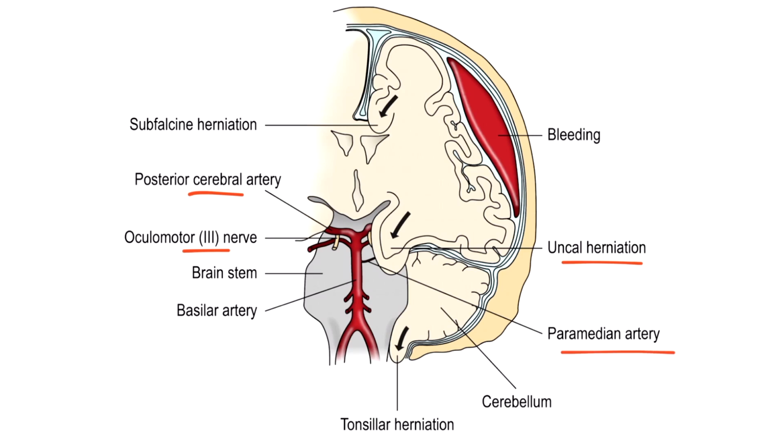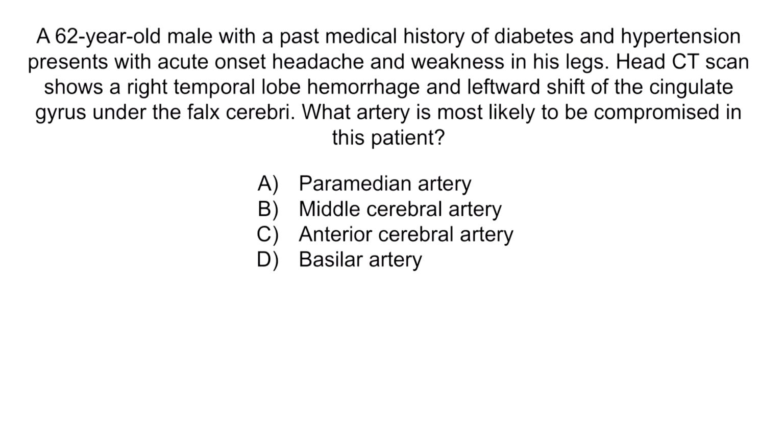All right, now that we've covered all the information, let's review with another question. A 62-year-old male with a past medical history of diabetes and hypertension presents with acute onset headache and weakness in his legs. Head CT scan shows a right temporal lobe hemorrhage and leftward shift of the cingulate gyrus under the falx cerebri. What artery is most likely to be compromised in this patient? A. Paramedian artery, B. Middle cerebral artery, C. Anterior cerebral artery, or D. Basilar artery.